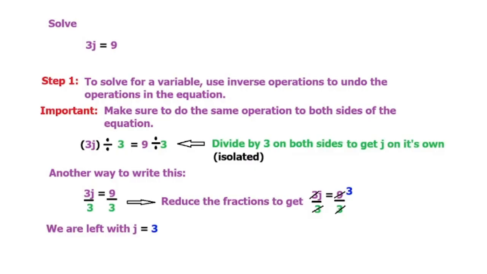And the final thing to do is check, right? So we put 3 in for j. So we have 3 times this one that we found, 3. And we know that equals 9.